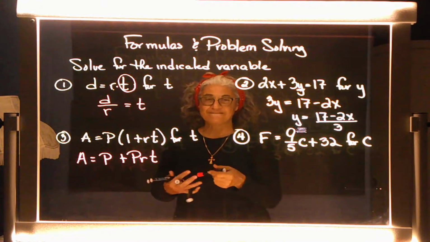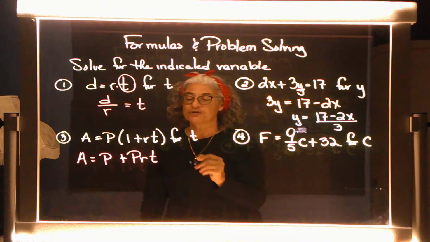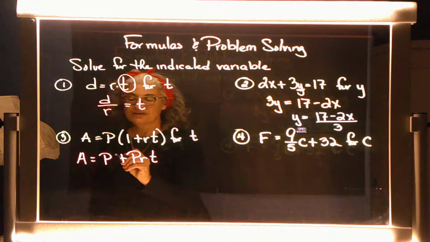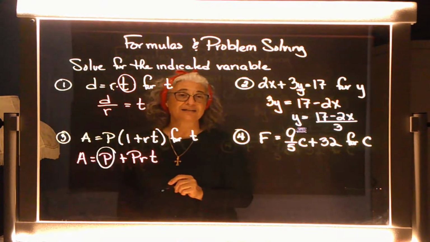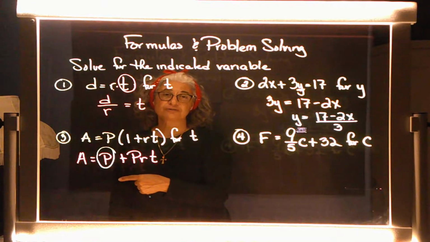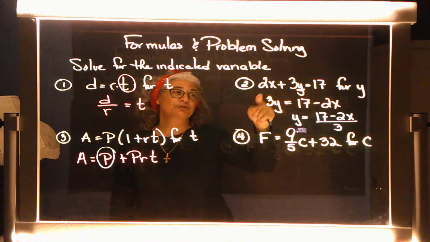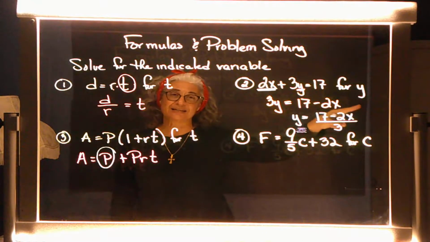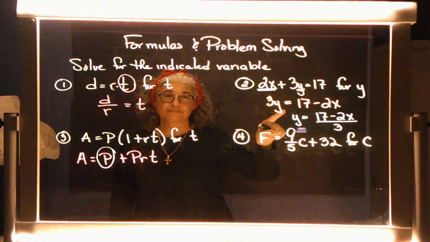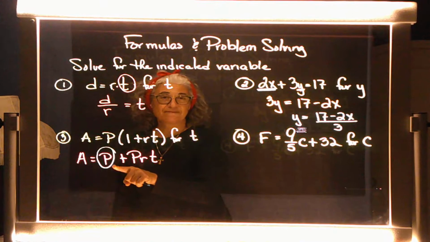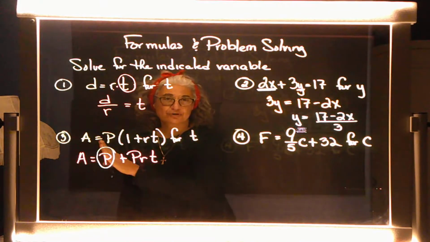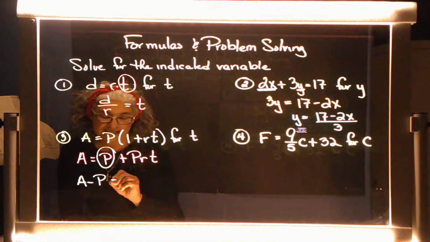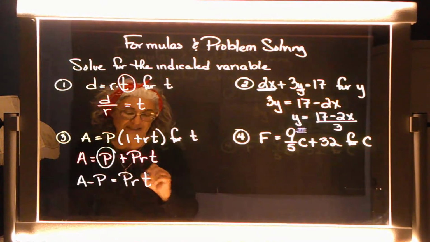Okay, stay focused. I need to get that variable t by itself. So everything that's not a t has got to go to the other side. So this term does not have a t in it. So it's got to move over. Just like in problem number 2, this 2x didn't have a y, so it had to move over. Are you with me? Okay, so how do I get rid of that variable p? Yes, I subtract it from both sides. So I end up with a minus p equaling prt.